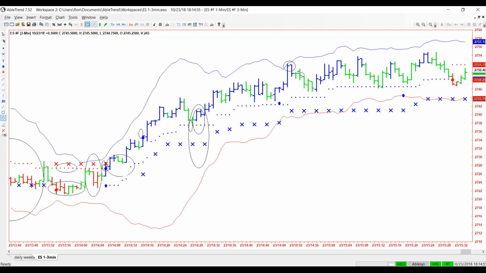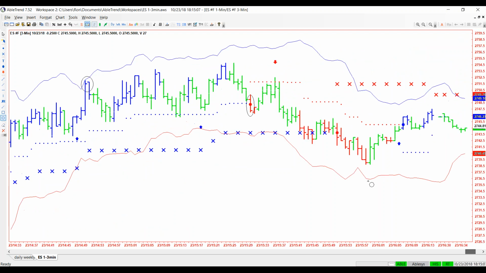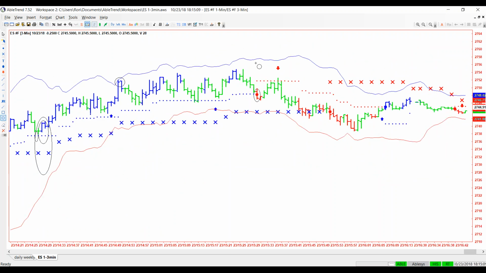That's $400 in 15 minutes using Able Trend Signal, trading just one lot. And then we're completely out of the trade here on the red bar, red dot for another nice gain. And that one worked out really well. Now it's the end of the day. It's just about 4 o'clock Eastern time, 1 Pacific.